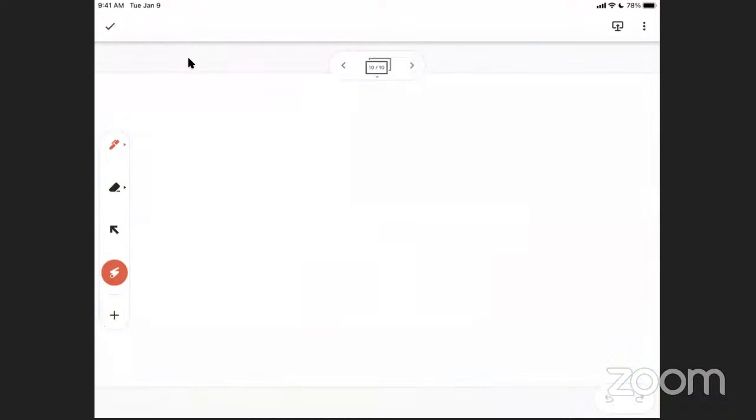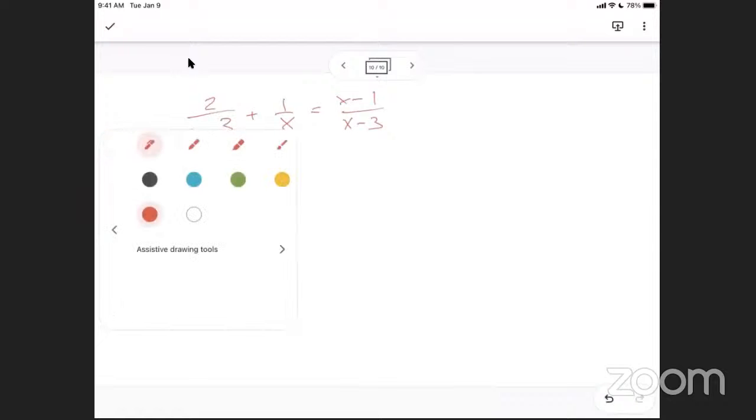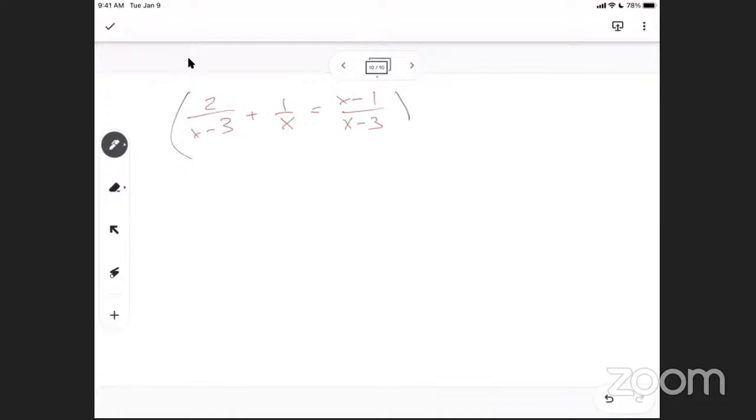So this next one, let's see if you guys can tell me what to do. This is similar to that other one. So I've got 2 over x minus 3 plus 1 over x equals x minus 1 over x minus 3. What's the trick I taught you? Multiply everything by what? x minus 3 and x.